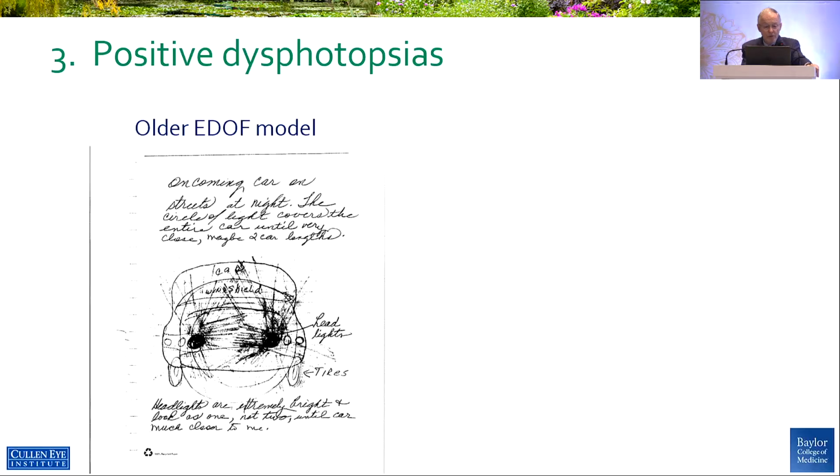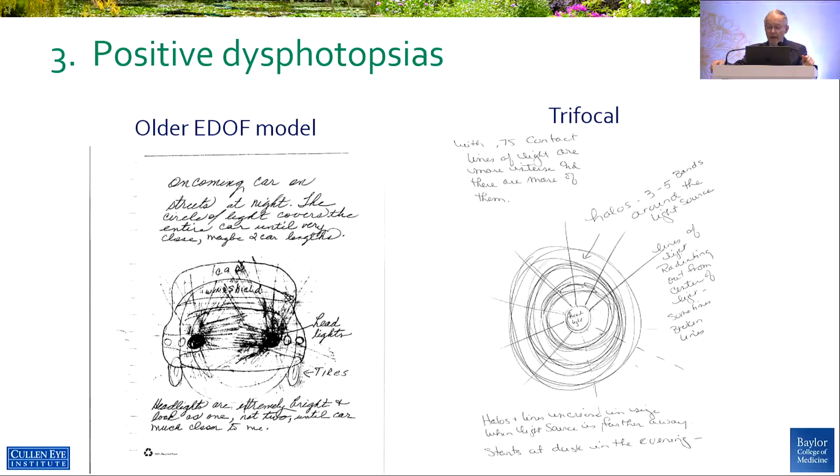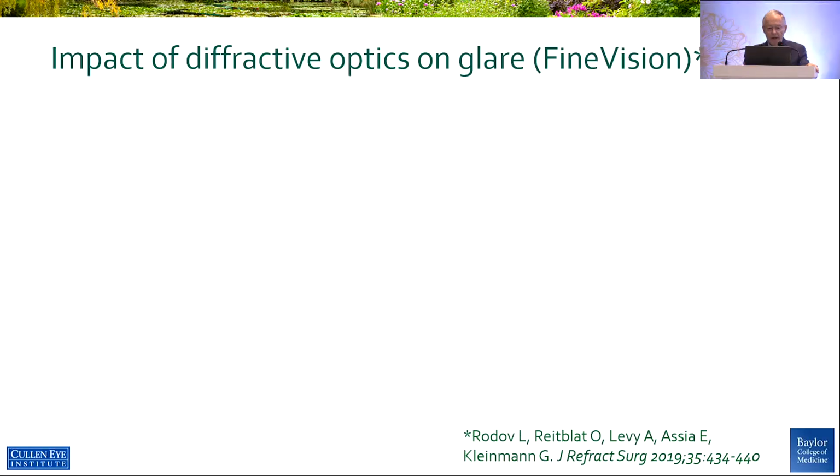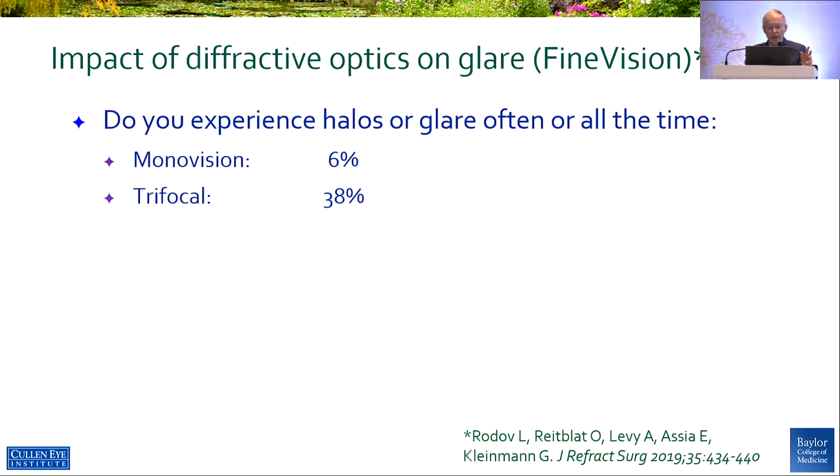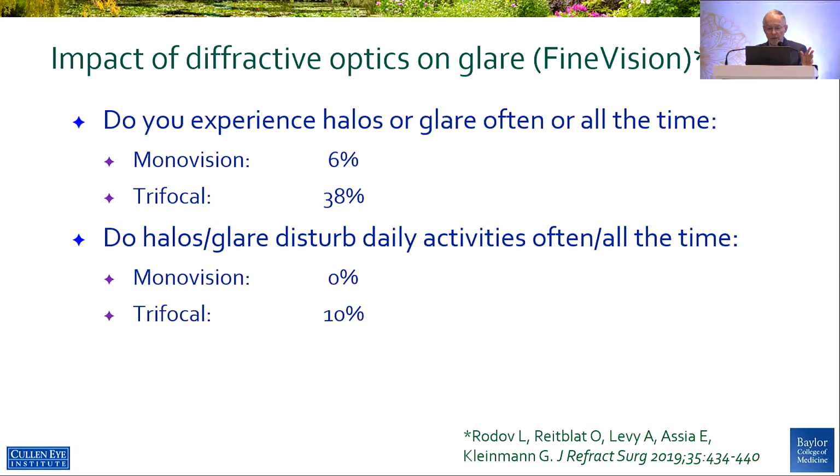And we have patients who come in with complaints, patients who come in with all these drawings, and here's another one. I have a lot of engineers in my practice, and they're happy to tell me how many rings they can see and how often that bothers them. You know, there are a lot of papers in the literature. I'll just cite one of them that shows a very typical scenario for this. This is a paper that compared monovision to the fine vision trifocal, and it asked if you experience glare halo often or all the time: 38% with a trifocal, 6% with monovision.